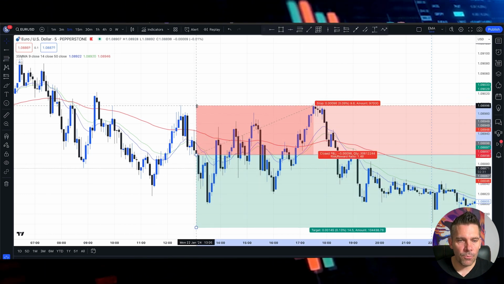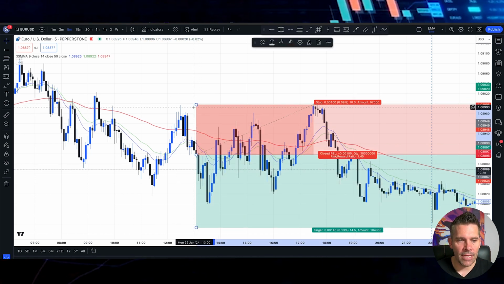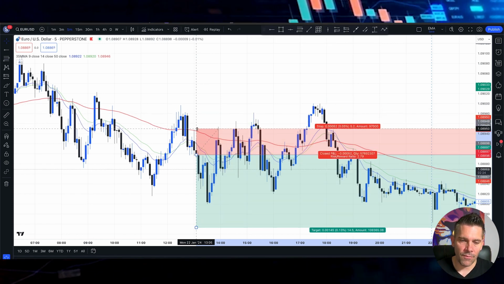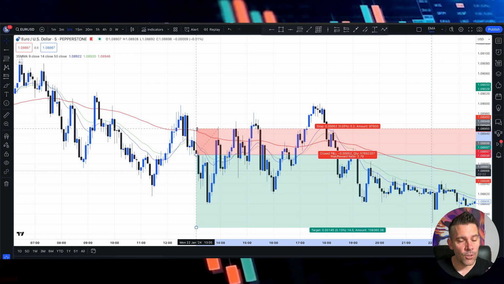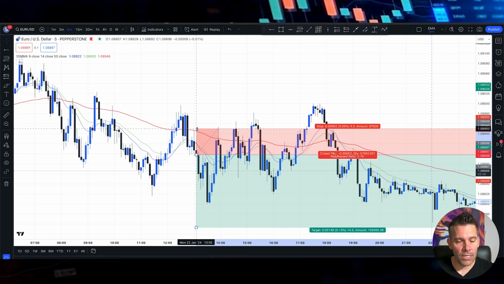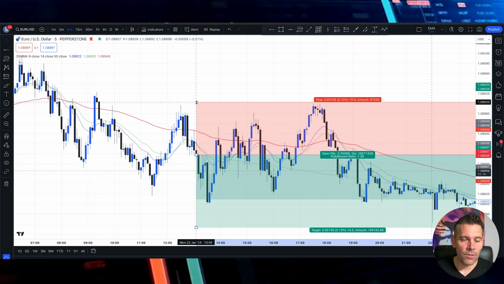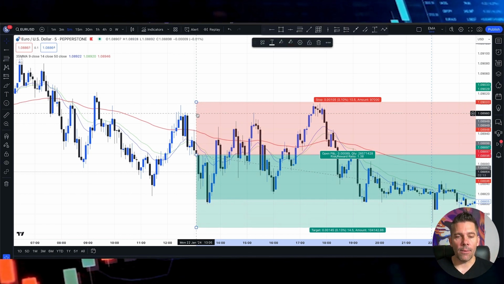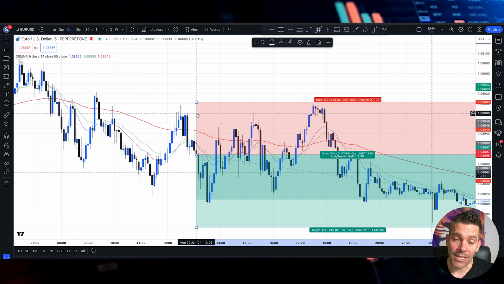My stop would be just above the swing high over here. So you could have it there. You could also, like I said, be a little bit more aggressive and put it just above the 50 itself. But you've got to understand that is playing a little bit more aggressive. The only benefit to that is maybe you get in and out of your trades a little bit quicker, but you could potentially get stopped out more as well.